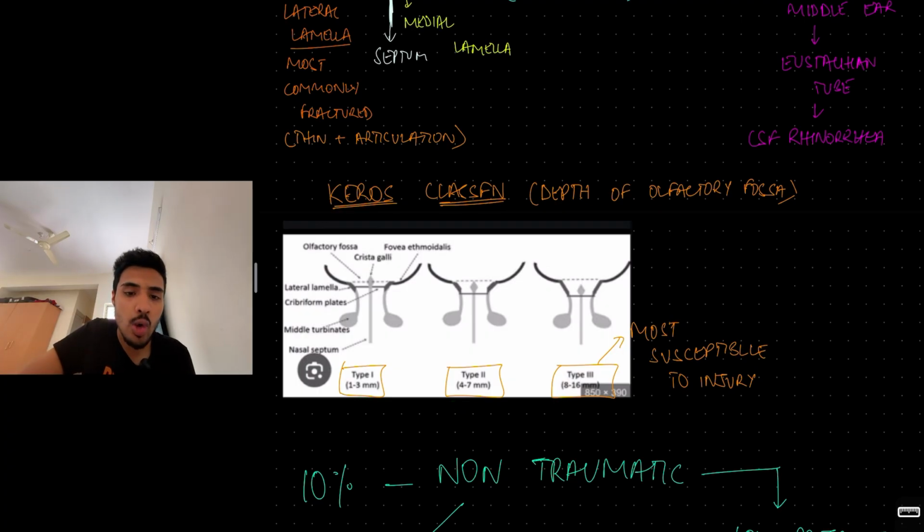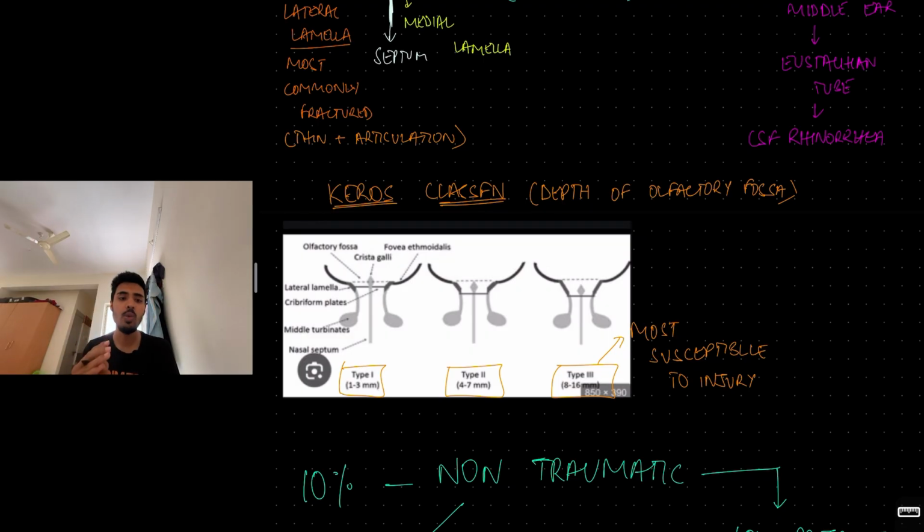Type 1 is low depth cribriform plate, 1 to 3 mm. Type 2 is moderate depth, 4 to 7 mm. Type 3 comes under high depth olfactory fossa. The cribriform plate is very low lying. It can be 8 to 16 mm below.